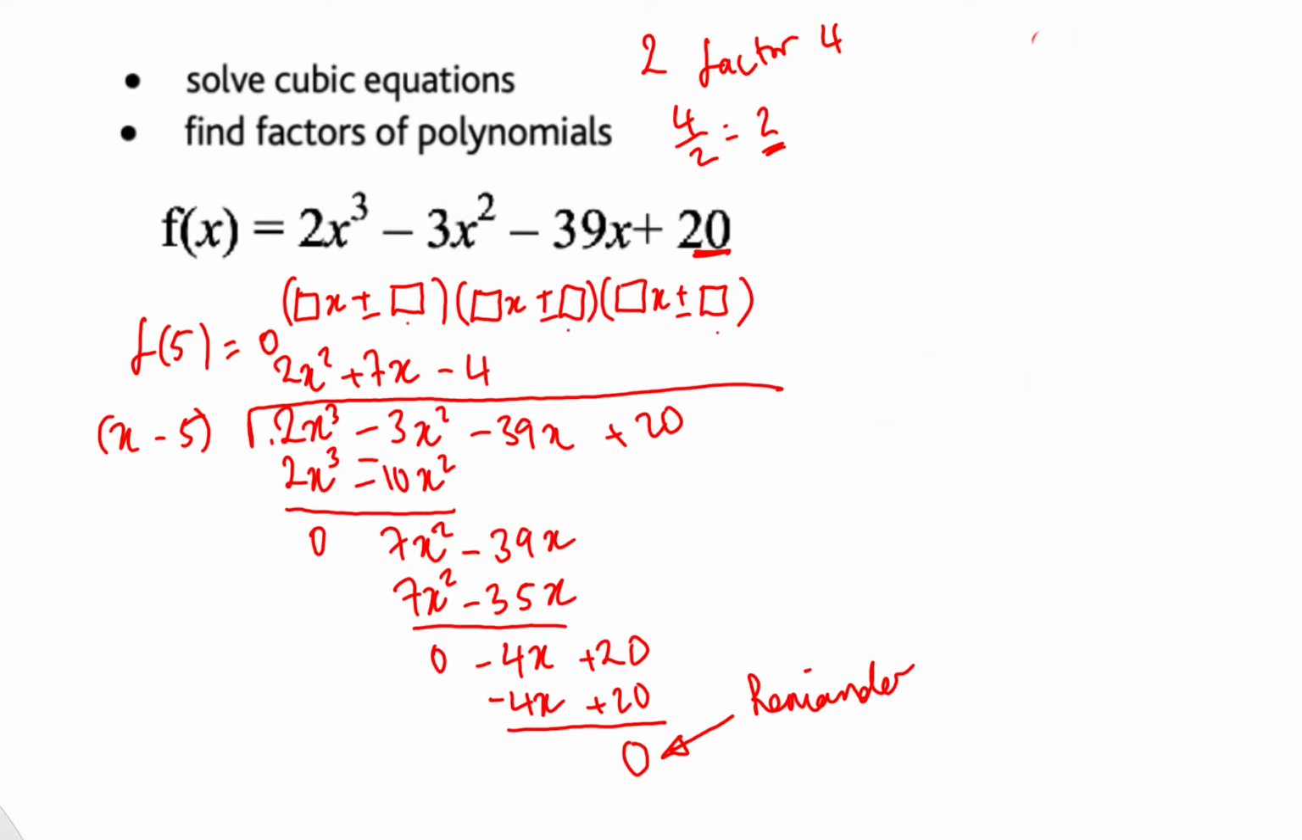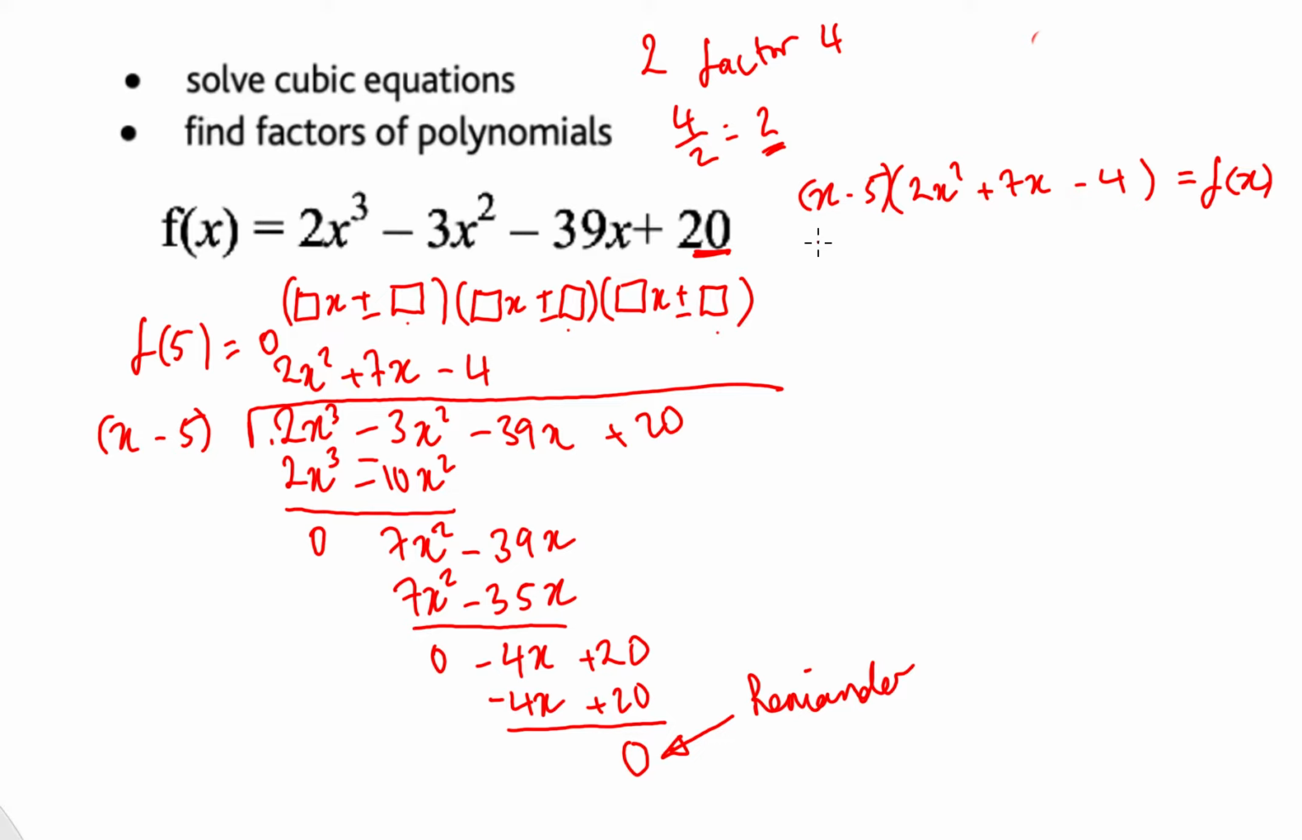So now I know that x minus 5 times 2x squared plus 7x minus 4 equals f of x. Now I'm nearly done. We could have a scenario where the quadratic doesn't factorize. That can absolutely be the case. So they'll ask you to factorize, and this is where it will end. It won't go any further than this if the quadratic can't factorize. But in this case, you can factorize the quadratic.